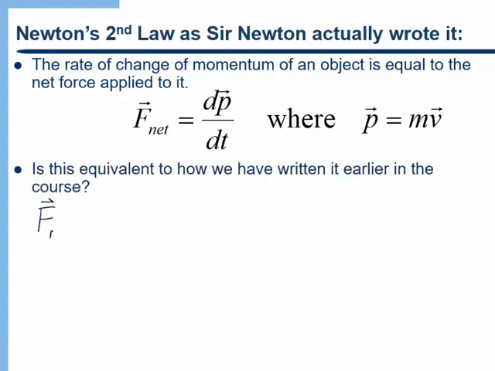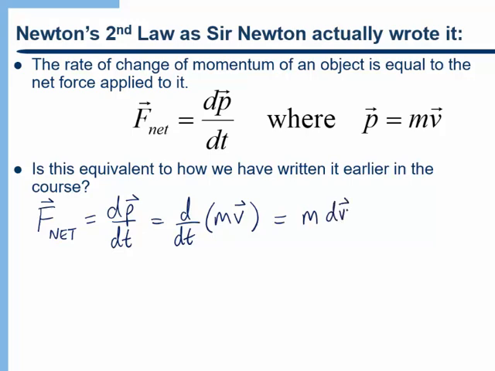So we've got the net force is equal to the rate of change of the momentum. And what I'm going to do then is just rewrite that as the derivative of what momentum is, which is mv. Now you'll notice that as long as the mass is constant, then the mass can come outside of that derivative, and we're left with m times dv/dt. And of course we know that dv/dt is the definition of instantaneous acceleration. And so we do get back to F net equals ma.